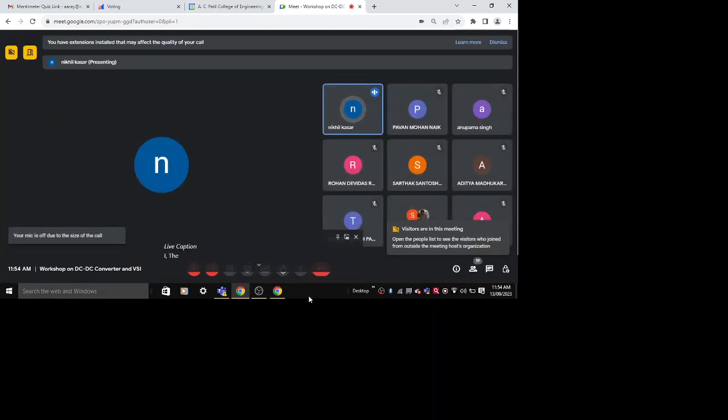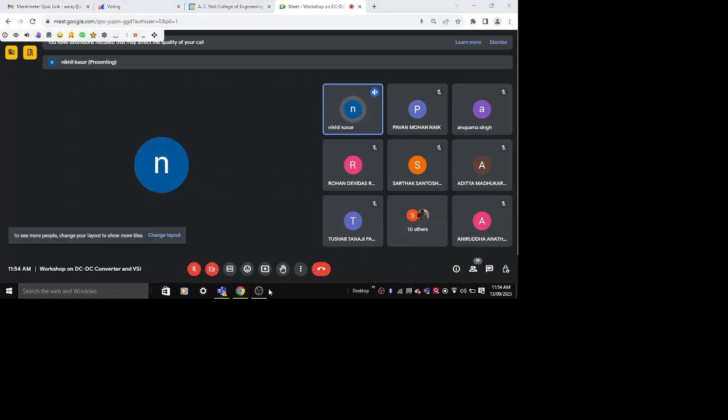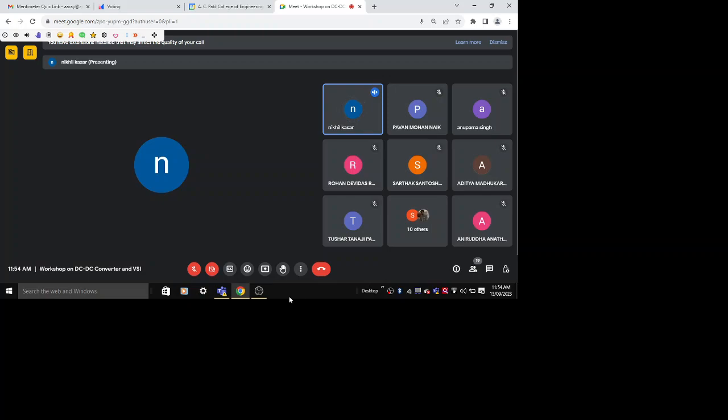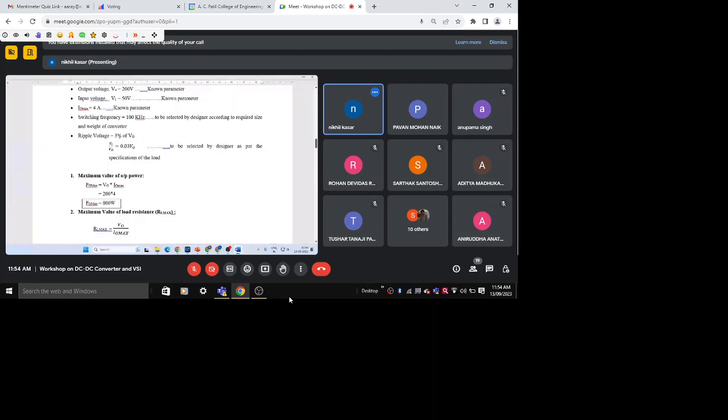So the ripple voltage again depends on the design, the capacitor size. So any query?